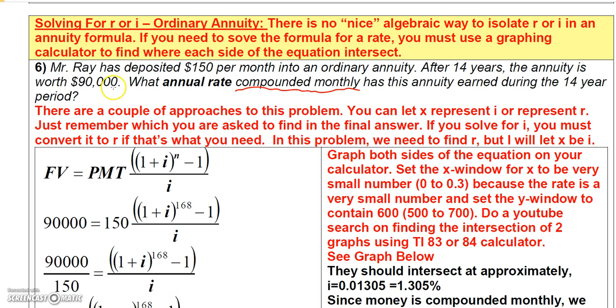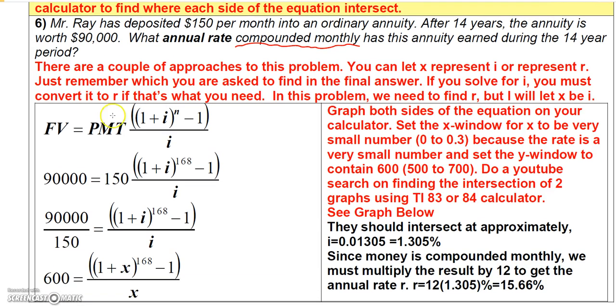Okay, so let me show you how we can do this. First of all, since we have $150 per month going into the investment, we know it's an annuity, and the $150 will increase the balance, so we're dealing with a future value annuity. Now you can solve this for I or R, but what I prefer to do is solve it for I so that the formula is simplified.